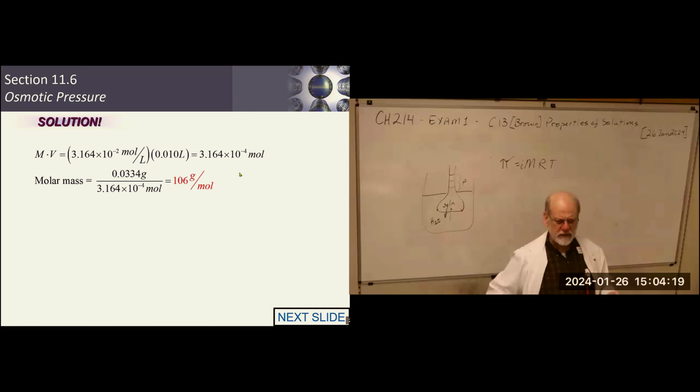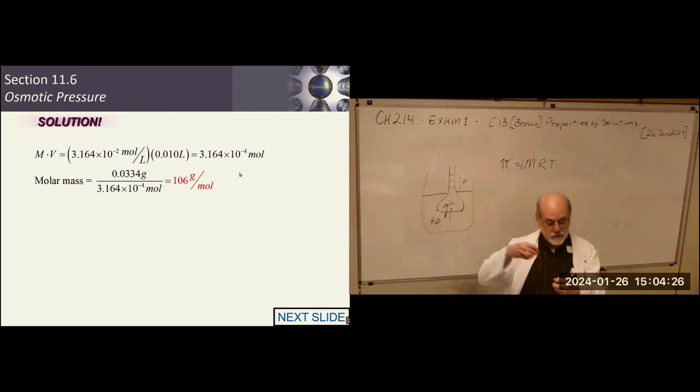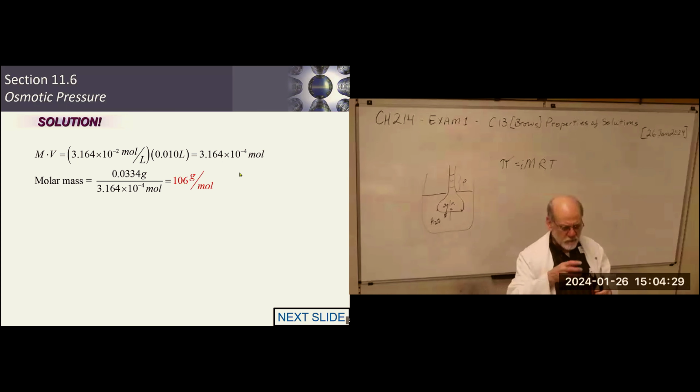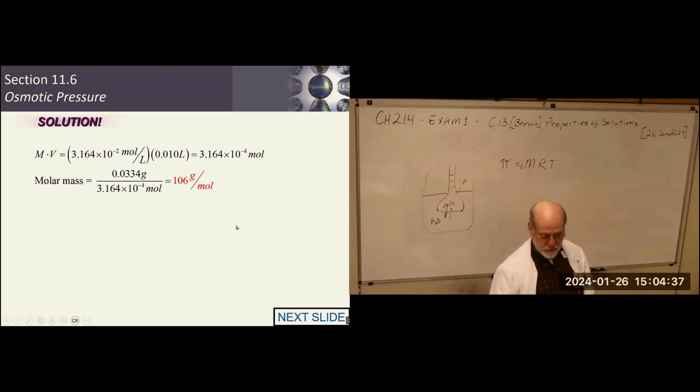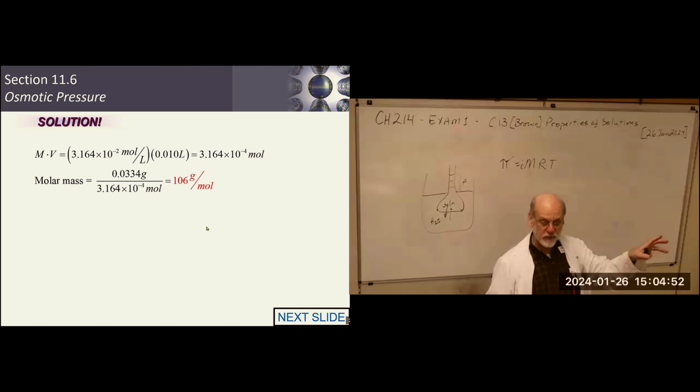Remember back when we did empirical formula, and then we moved to molecular formula? We had to know the molar mass of the compound. This is one of the ways to find it. So we got that many moles, and we're told that the sample we dissolved was 0.0334 grams. So we divide that by moles, and we get 106 grams per mole. That's the molar mass of our compound. And then we could take that back to the empirical formula and determine the molecular formula from that.